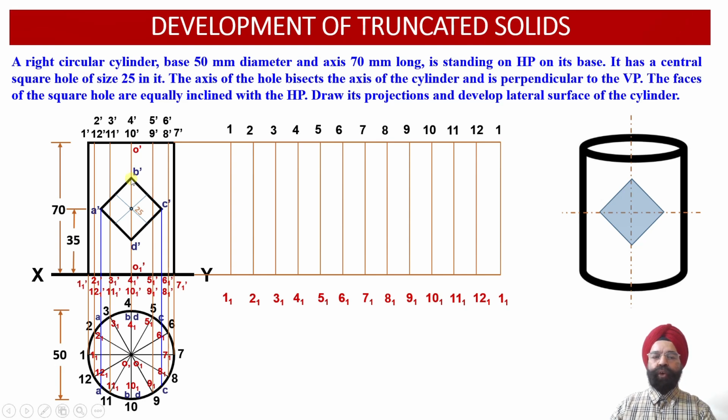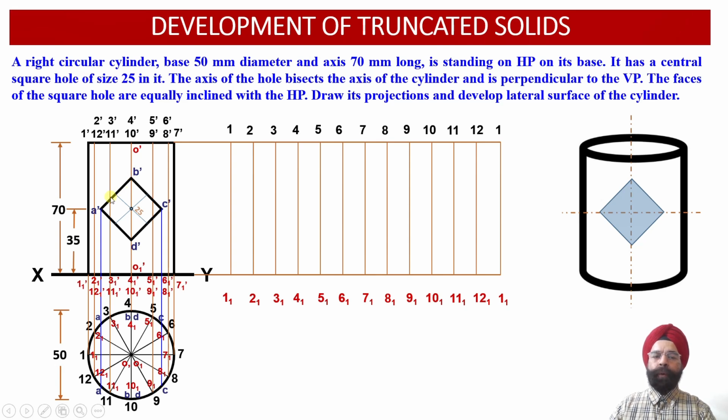Similarly, as we proceed from B dash to C dash, again we see that one point of intersection is C dash. Another point of intersection is lying onto vertical generators 5 dash, 5 1 dash and 9 dash and 9 1 dash. But then there is a large distance between this point of intersection and point B dash over here.